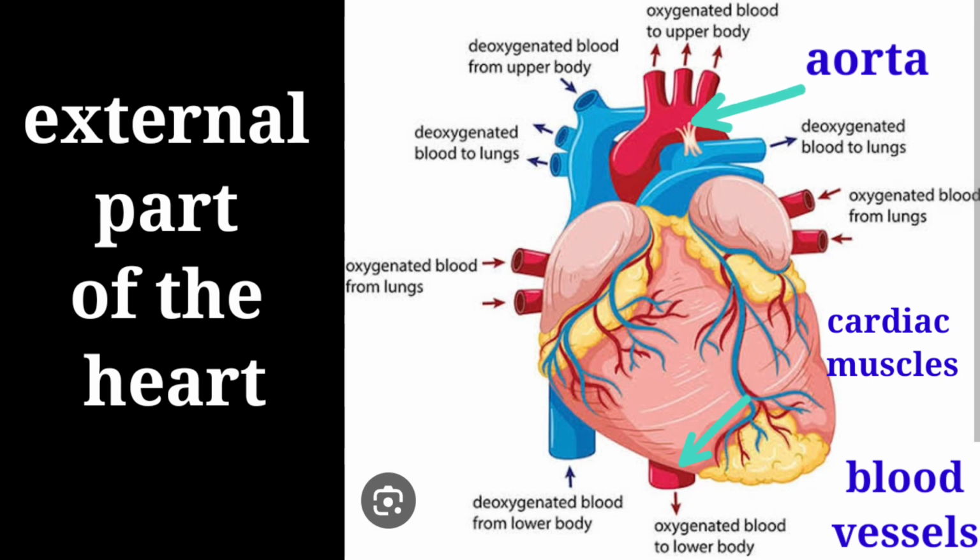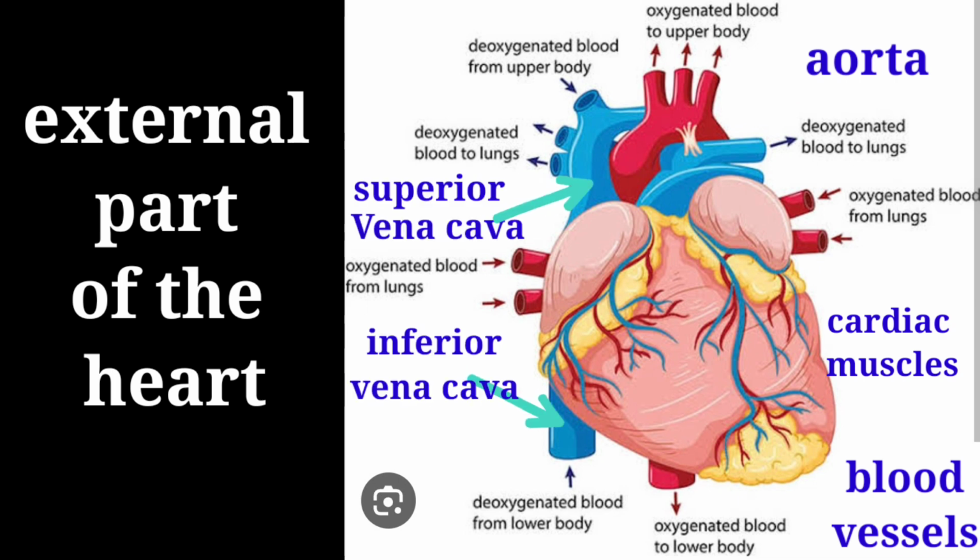Now we go to the blue one, the vena cava. Now the vena cava is also having two directions. One is to the upper part of the body, which is called the superior vena cava, and the other one is going down to the lower part of the body, which is called the inferior vena cava.